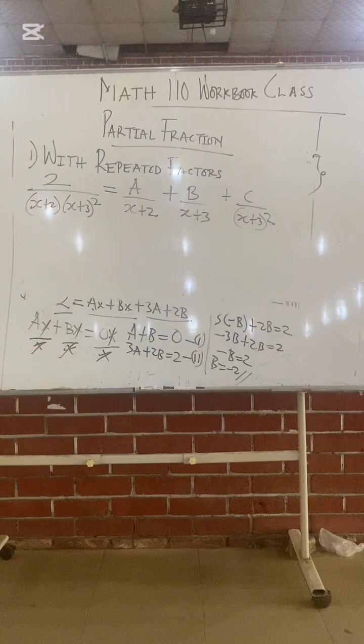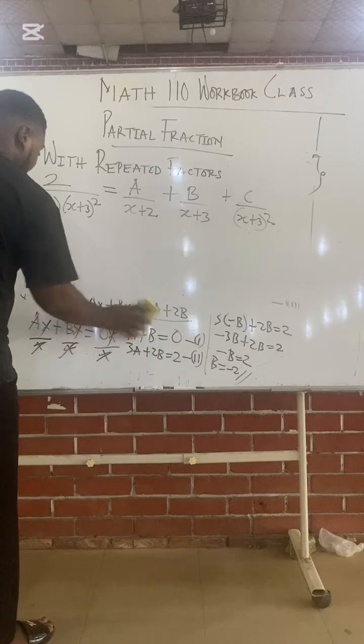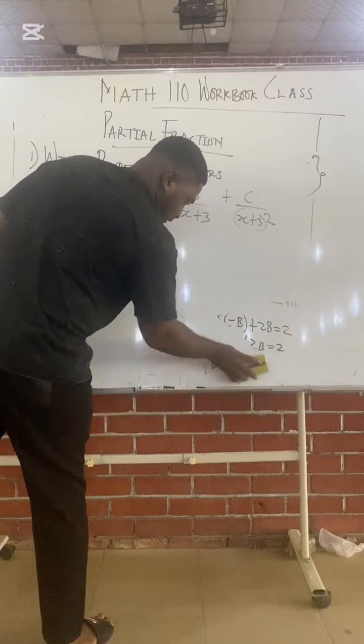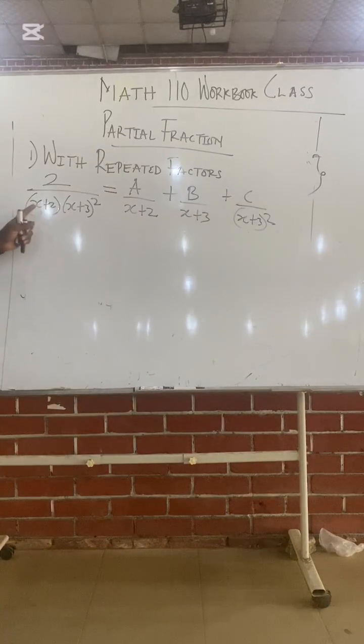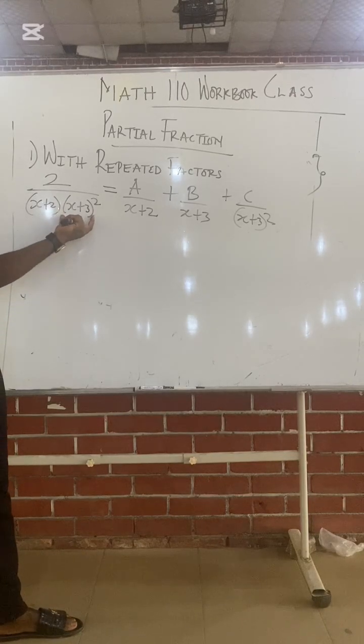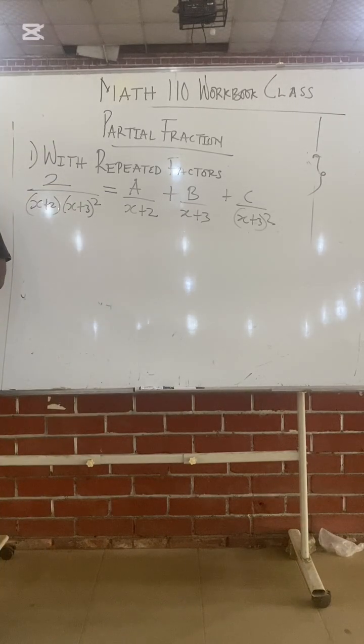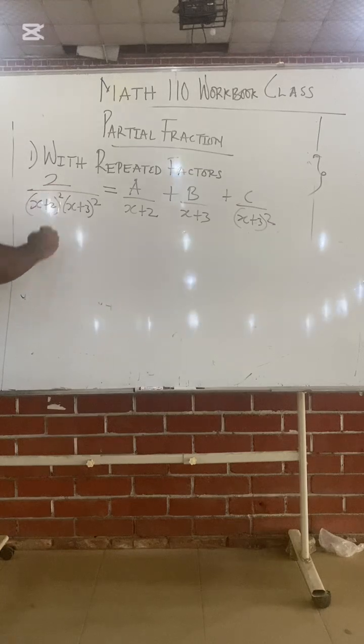This is how we deal with partial fraction with repeated factors. I come again. This guy is not repeated, so just A all over x plus 2. But this guy is repeated, so say B all over x plus 3 plus C all over x plus 3 all squared. Then solve accordingly. Class, if the two of them are squared, what will happen?